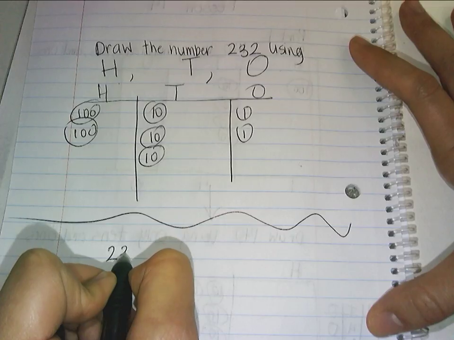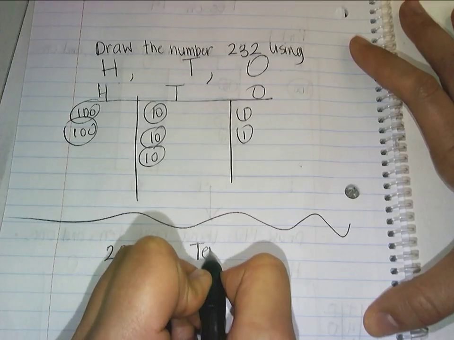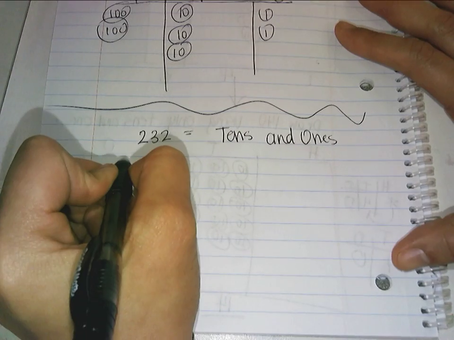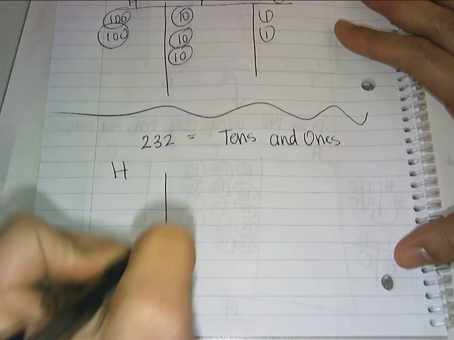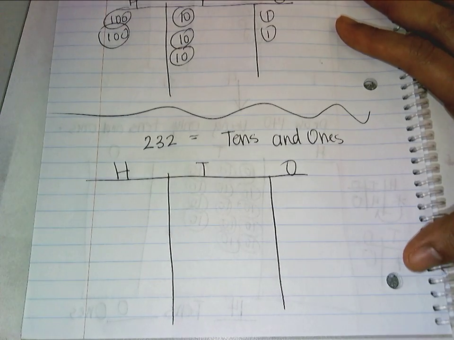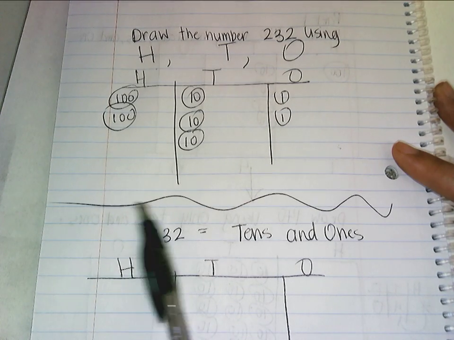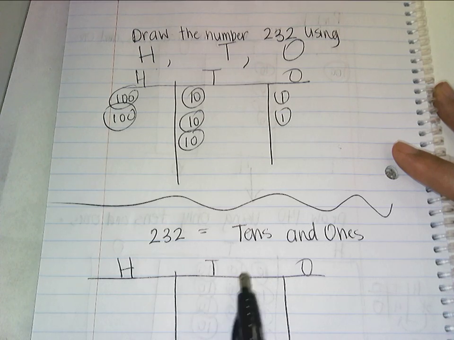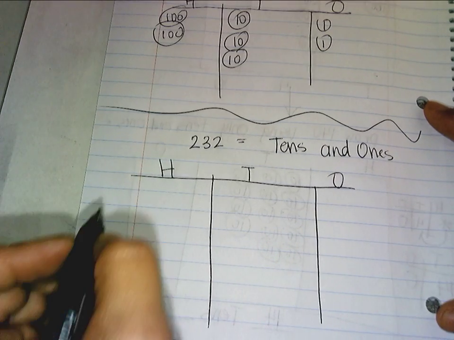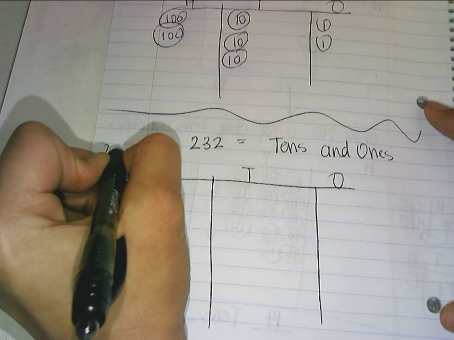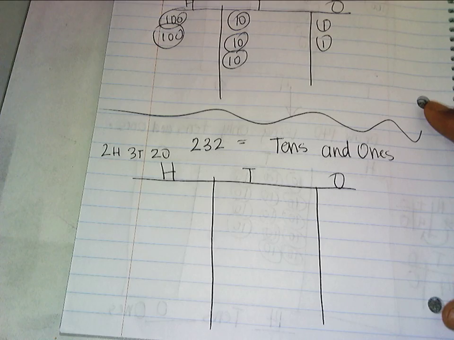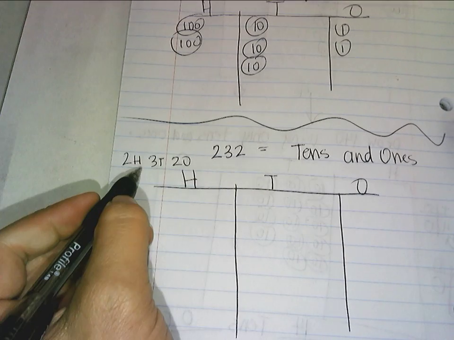I'm going to do 232, but using only tens and ones. So I'm going to draw that place value chart. I'm just going to draw that hundreds place just in case, because that's what our place value charts look like. So now I don't want any hundreds, I only want tens and ones. So remember that unit form that we used. So I had 2 hundreds, 3 tens, 2 ones, right? That's my unit form up here. But I got to get rid of those hundreds.